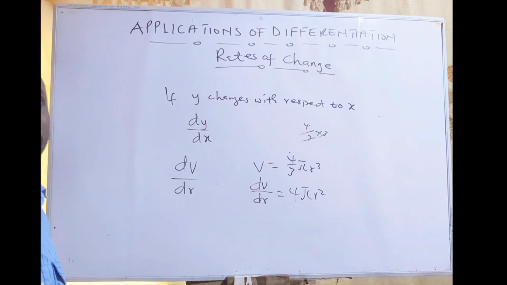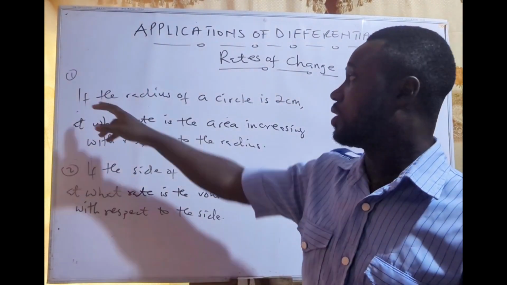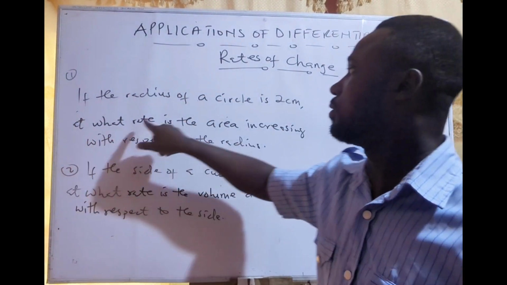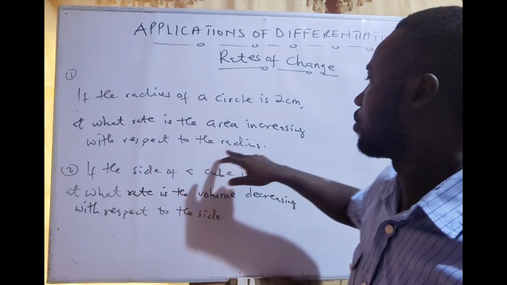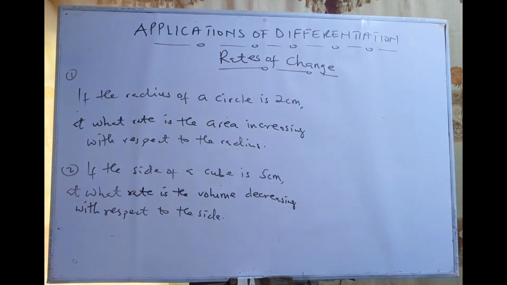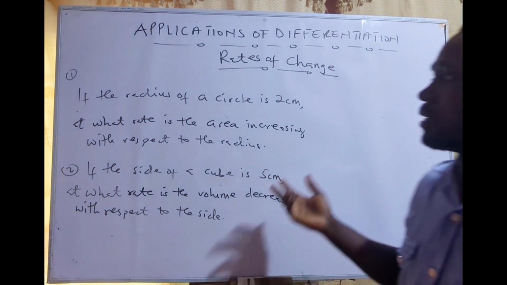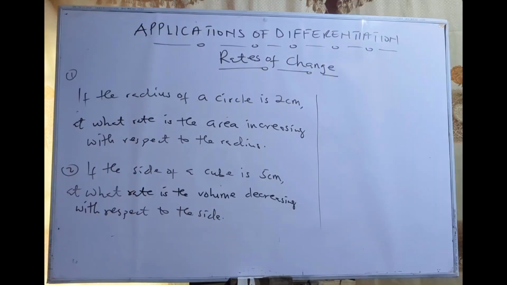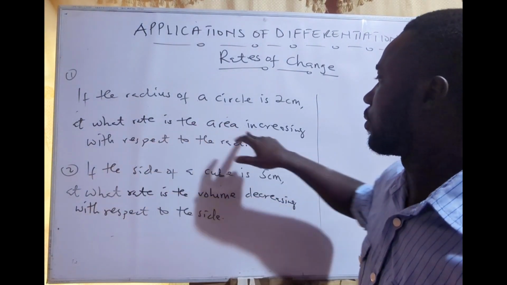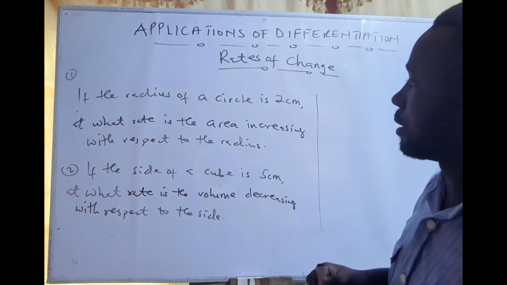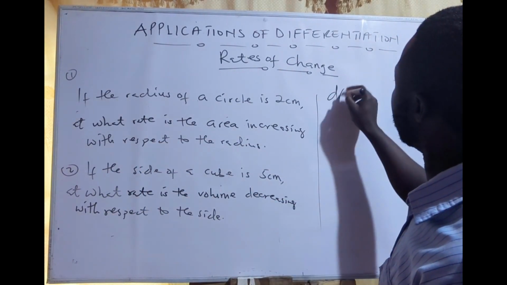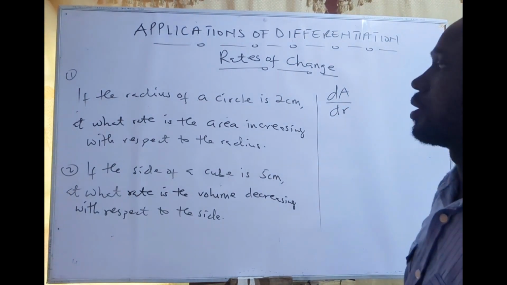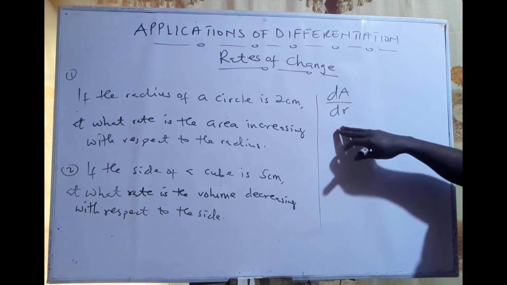Let's look at some examples. If the radius of a circle is 2 centimeters, at what rate is the area increasing with respect to the radius? So we are finding the rate at which the area is increasing with respect to the radius, the rate of change of the area to the radius.